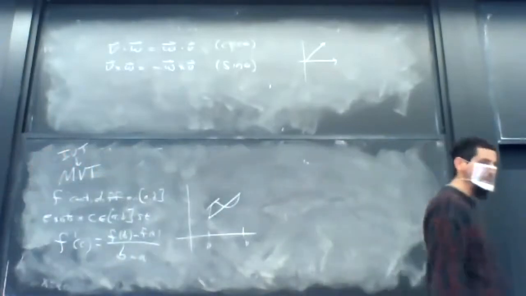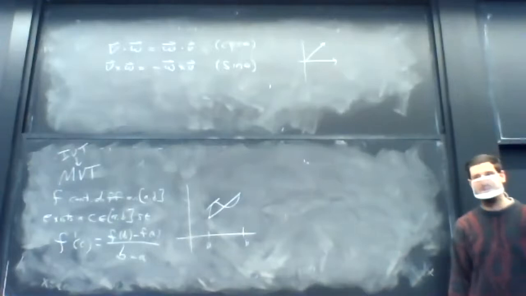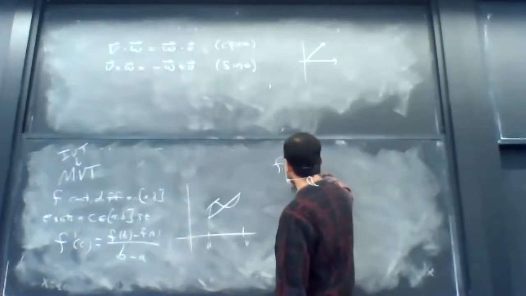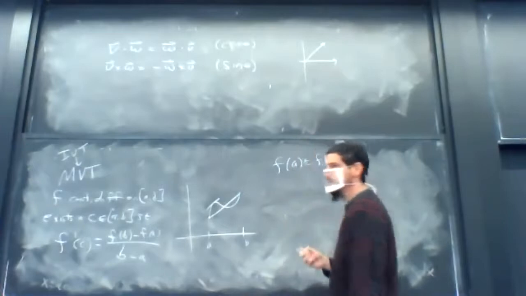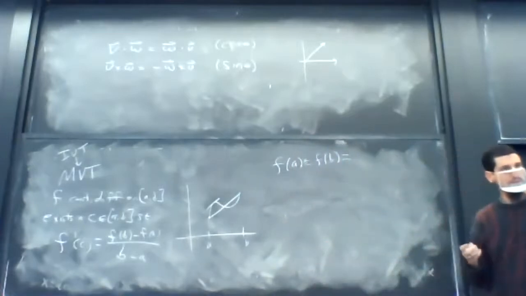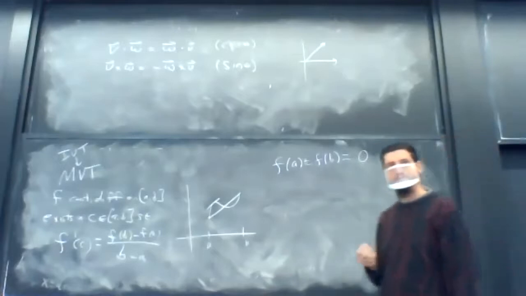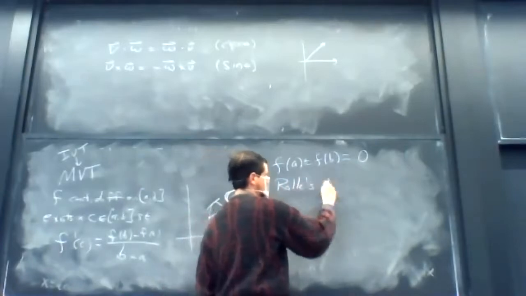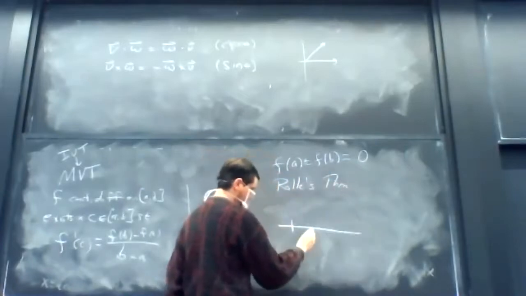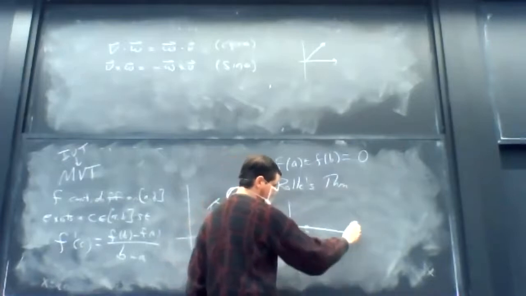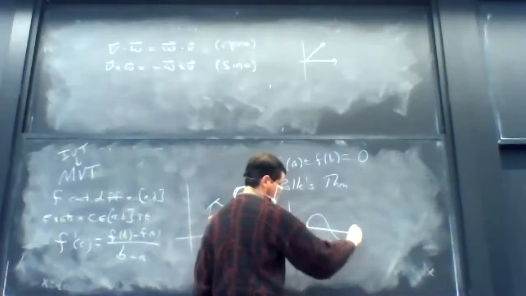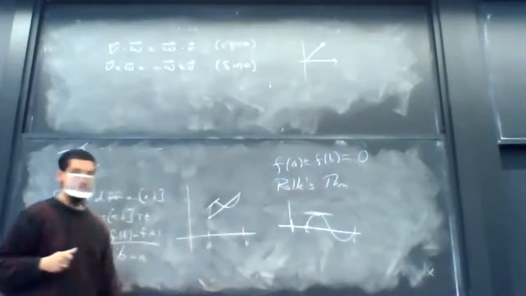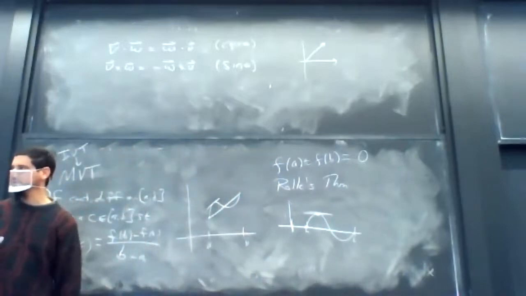Does anybody know a simpler case of the mean value theorem that has its own meaning? It's a special case where you assume something about f(A) and f(B). If we assume f(A) equals f(B) equals 0, this is Rolle's theorem. And in this case, here's A, here's B. It just tells you that there's some point where your first derivative is 0.